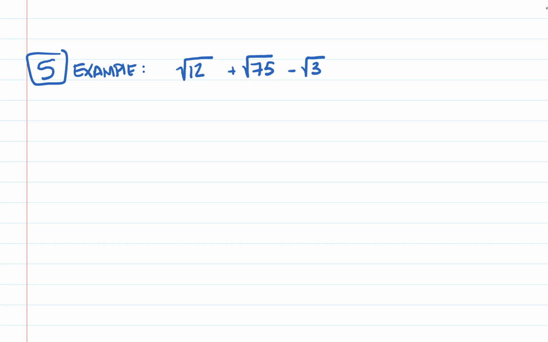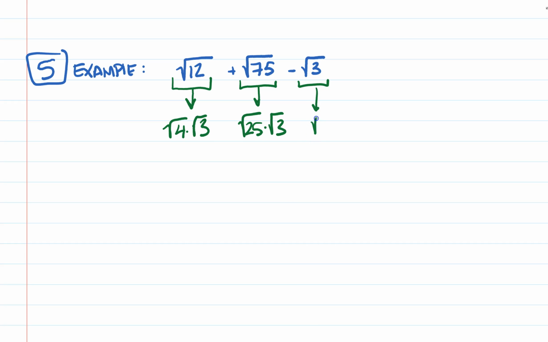This is a much more interesting example, because at first glance, it looks like you cannot add or subtract these radicals together, but indeed you can. If we break them down, you're going to find that something happens. So let's break down the square root of 12 into the square root of 4 and the square root of 3. Let's break down 75 into the square root of 25 times the square root of 3. And this cannot break down any further. It just becomes the square root of 3. So I have this plus that minus that.